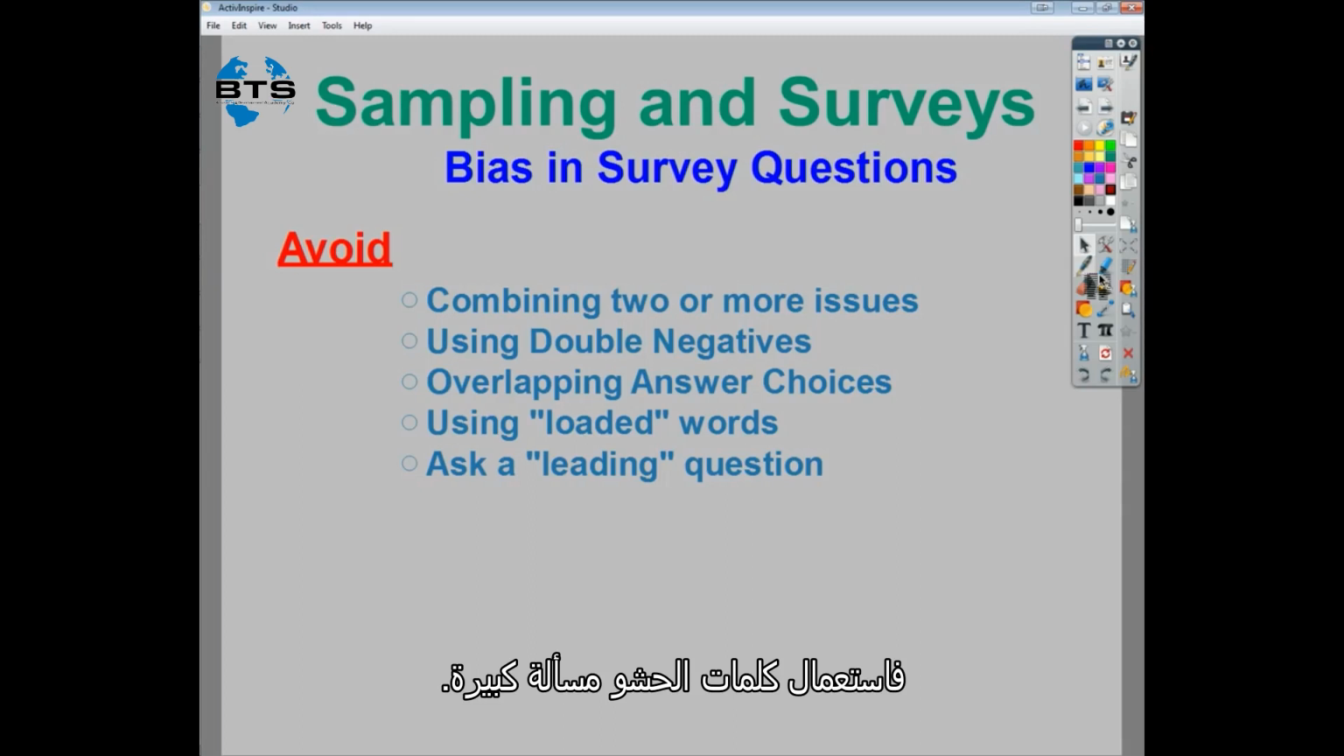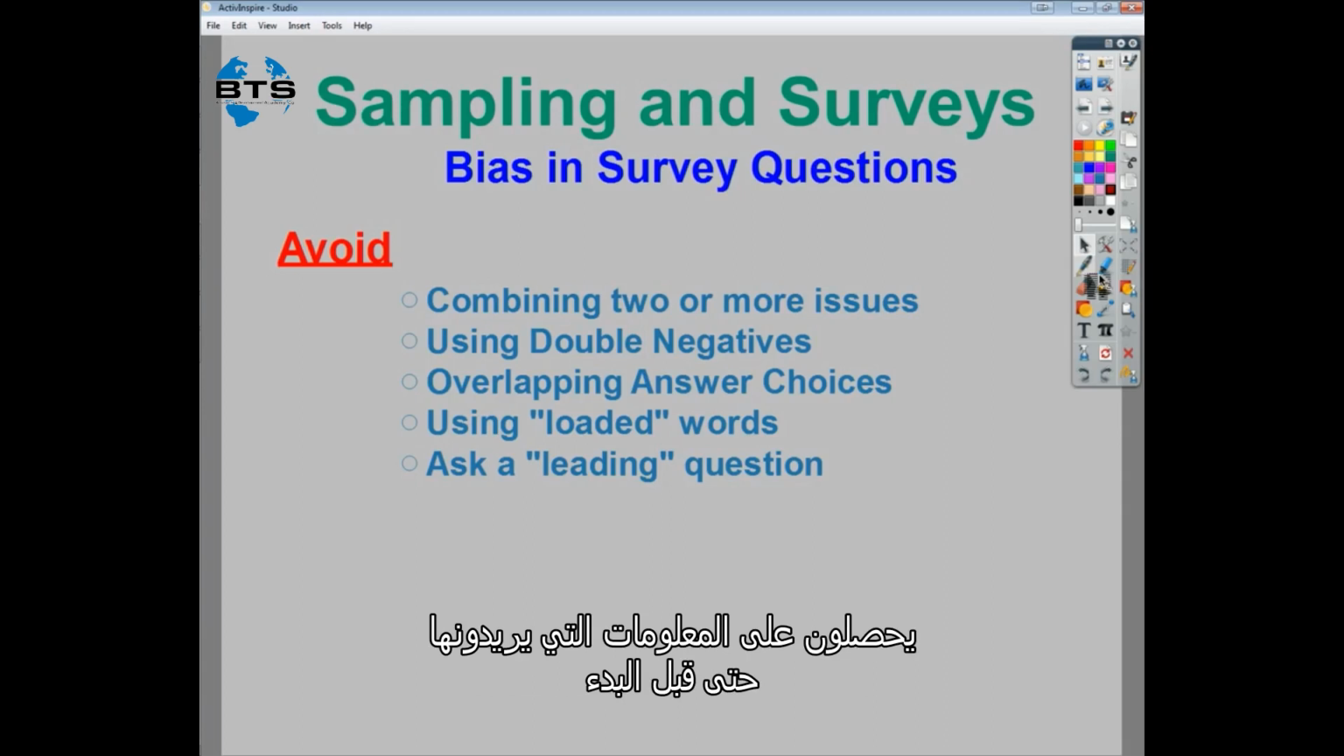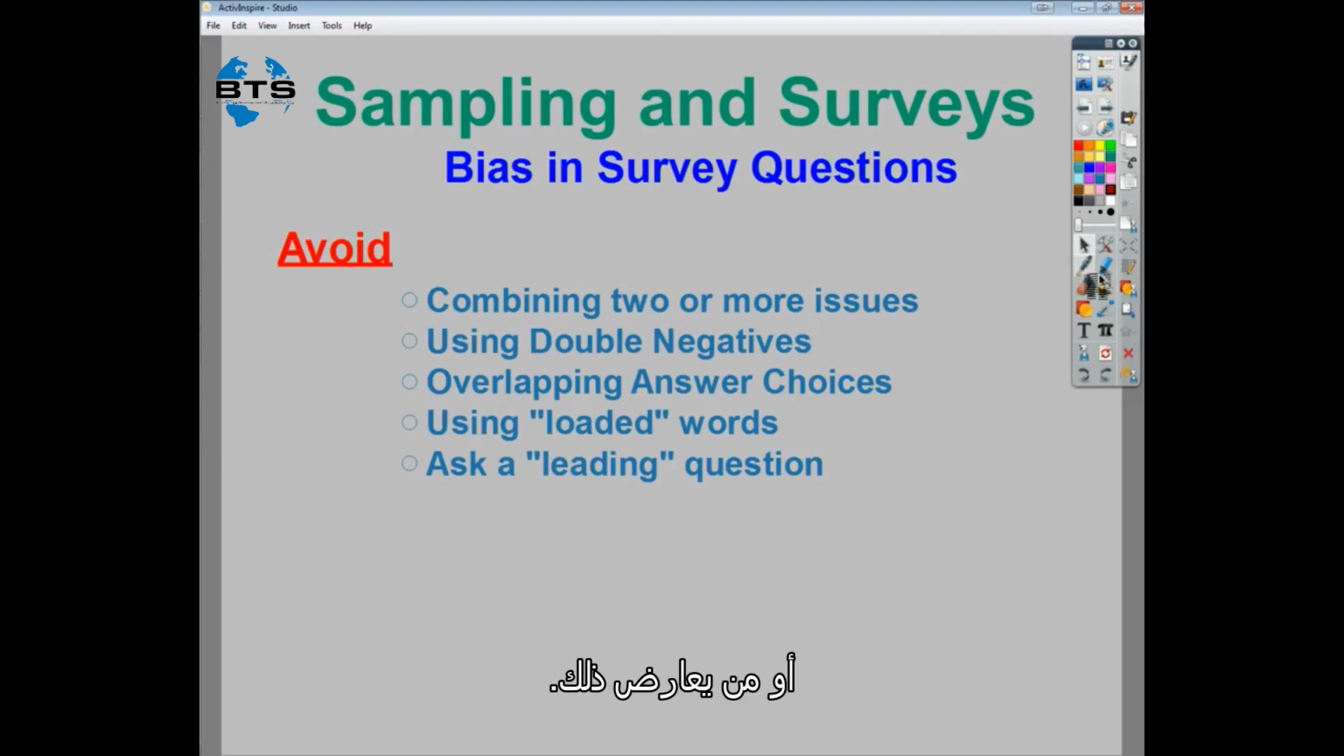Using loaded words is a big deal. It's really how a lot of people who do surveys gain the information that they want to get even before they start. Things like, for instance, in the abortion debate, if you use pro-choice or you use pro-life, those are both positive words depending on what side of the argument you're on. If you use the word poison as opposed to pesticide, that should be a problem. Anytime you start using adjectives, generally it becomes a problem. Would you rather watch an exciting movie or read a boring book? Once you add those loaded words into the equation, you're pushing the mindset already. So you don't want to do that.